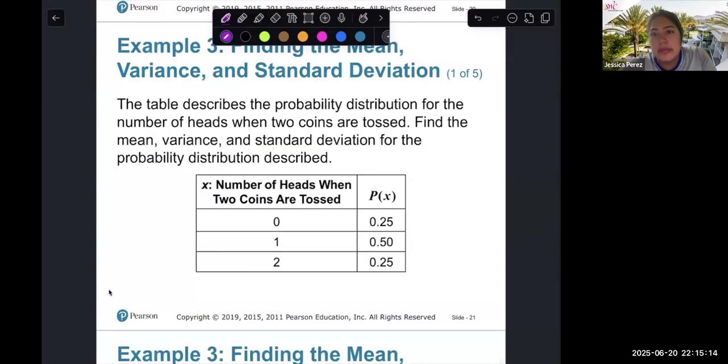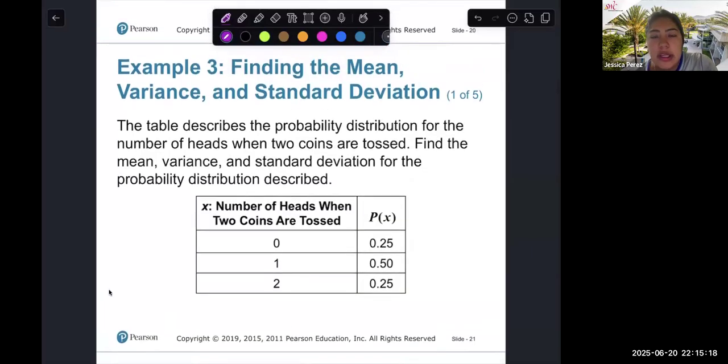Hello, everyone. Welcome back to section 5.1. We were left here finding the mean, variance, and standard deviation for a probability distribution.